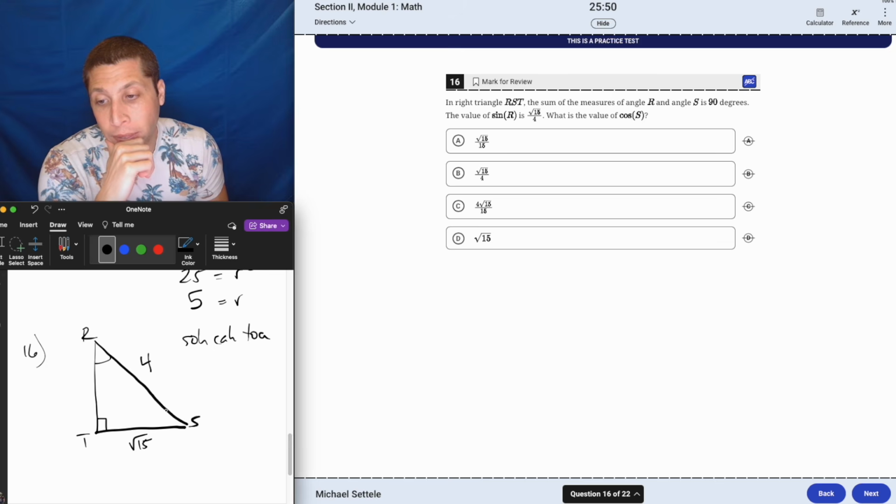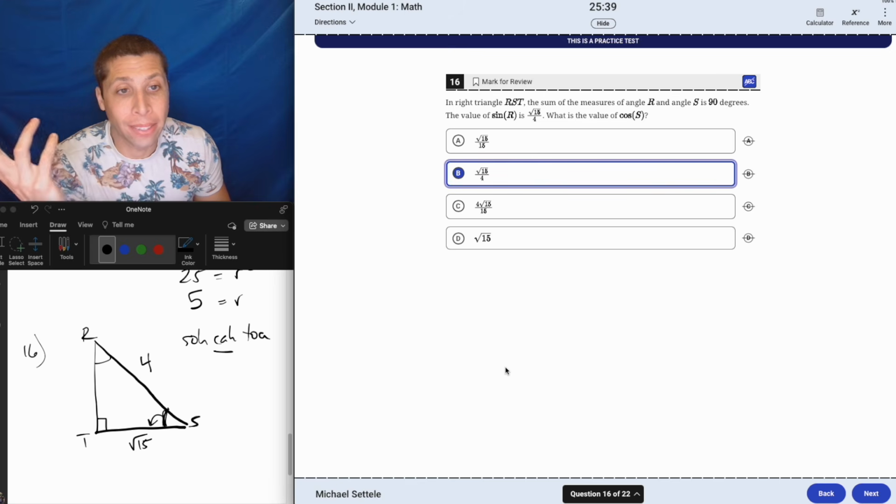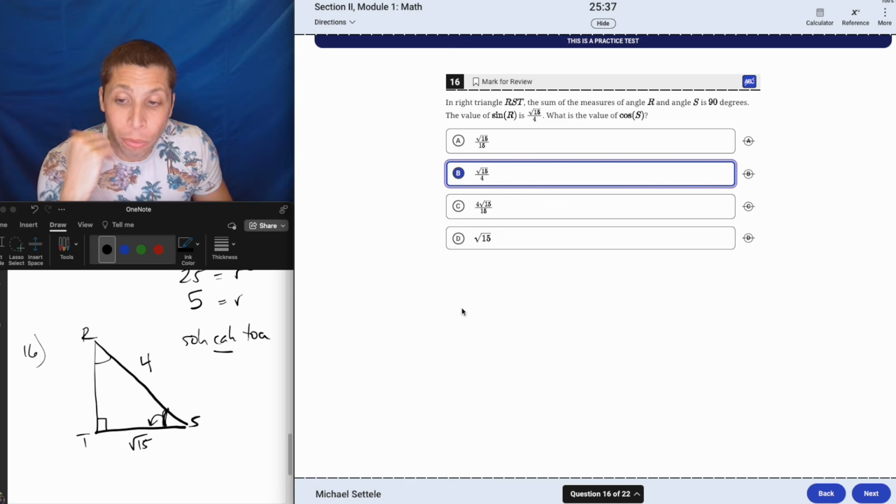What is the value of cosine of S? So cosine of S, now I'm over here, so cosine is adjacent over hypotenuse. So notice it's the same thing, radical 15 over 4. And that's obvious if you know the other rule for trigonometry, but watch my lesson on that.